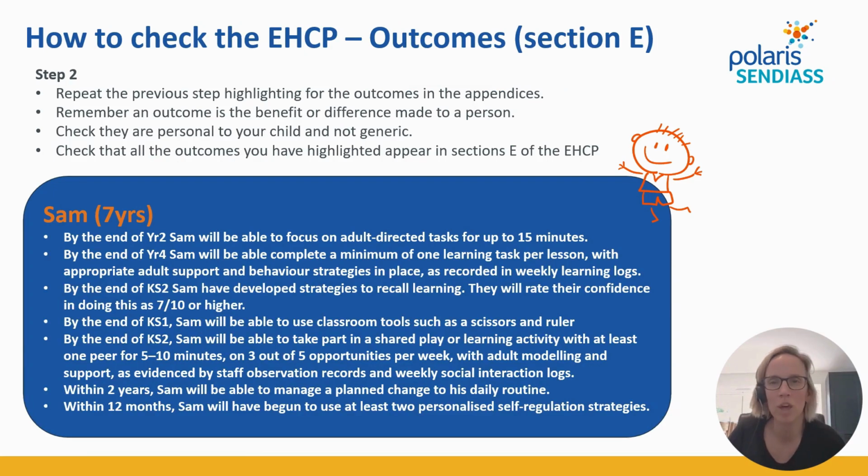Now we move on to step 2, which is checking the outcomes on the EHCP. So, again, grab your highlighter, go back to those appendices, and this time highlight all of the outcomes that have been identified. Remember, an outcome is the difference made to the child. These should be personal and not generic. Then go to section E and check that all of the outcomes that you have identified appear in section E of the EHCP. Again, I'm going to pause for a moment because you will see some example outcomes for Sam written below.